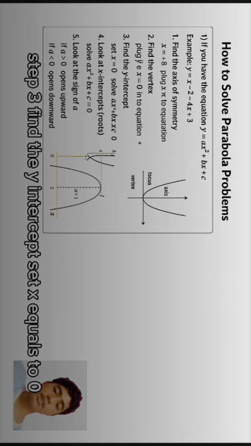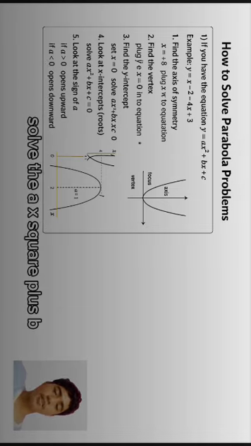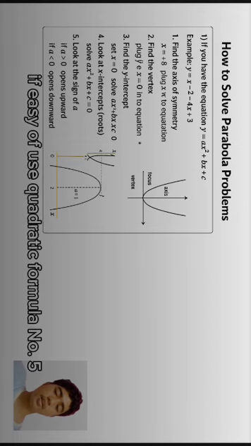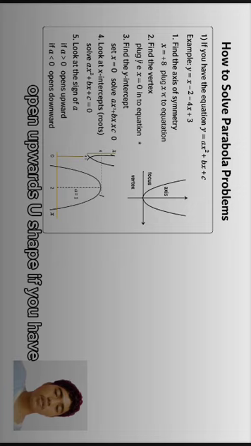Step 3. Find the y-intercept. Set x equals 0. The answer is c. Step 4. Find the x-intercepts, or roots. Solve ax squared plus bx plus c equals 0. Factor if easy, or use the quadratic formula. Step 5. Look at a. If a is greater than 0, the parabola opens upward, a U shape.